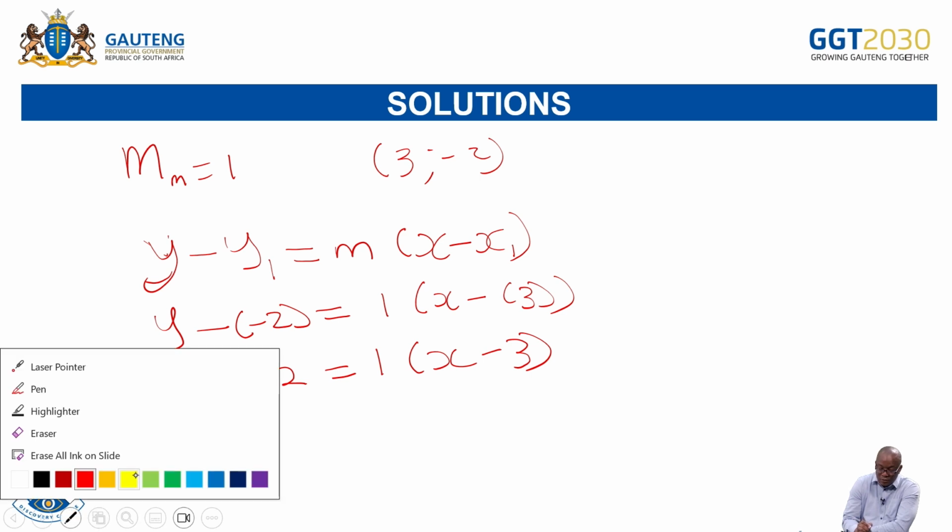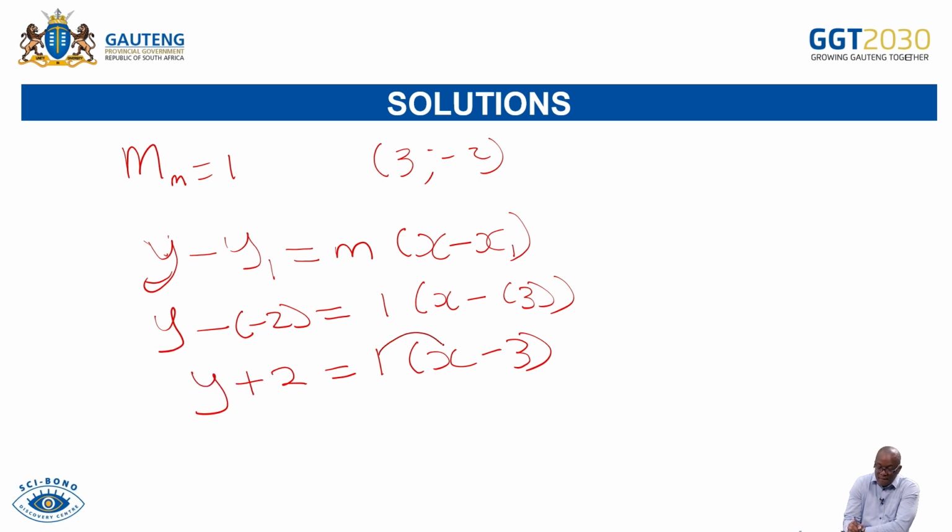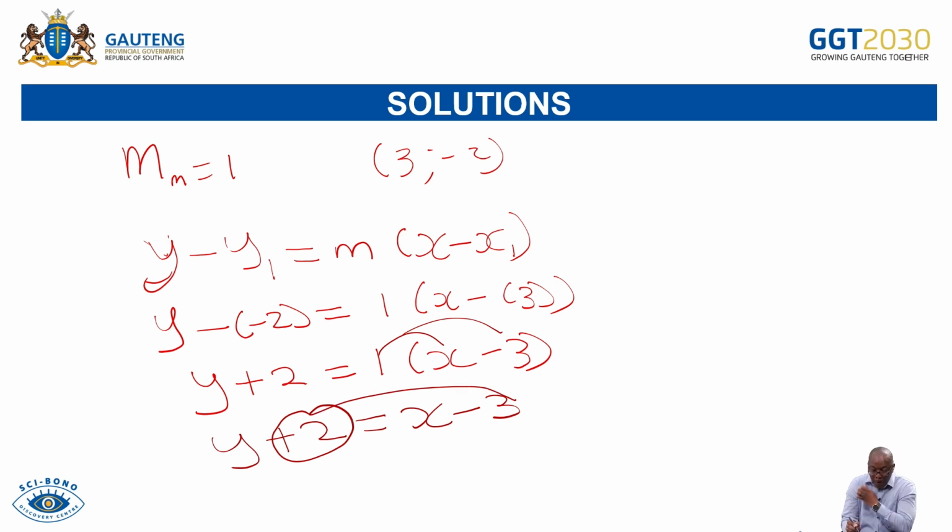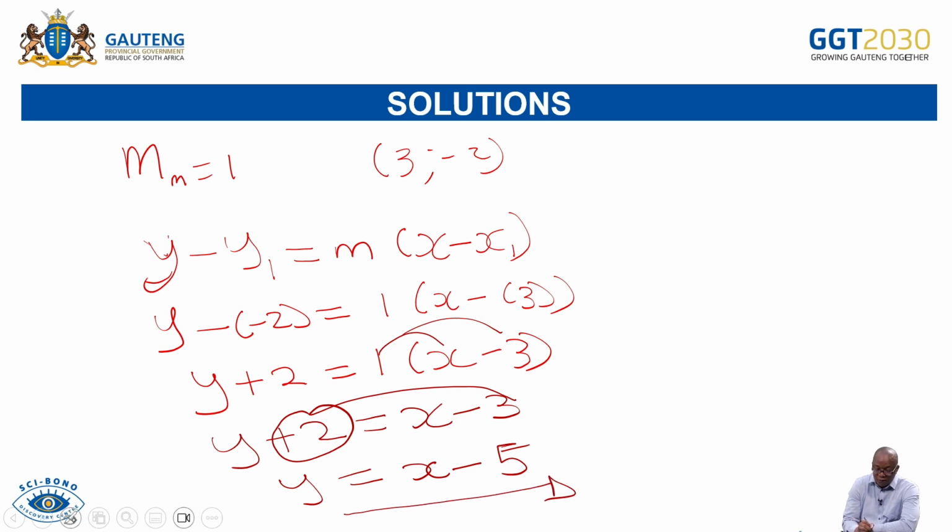Then what you do here, you just remove the bracket by multiplying 1 inside. You're going to have y plus 2 equal to x minus 3. Then as you take that 2 to the other side, what are we going to have? Y is equal to x minus 5, because the 2 will become negative. Then we have negative 3, negative 2, which is negative 5.